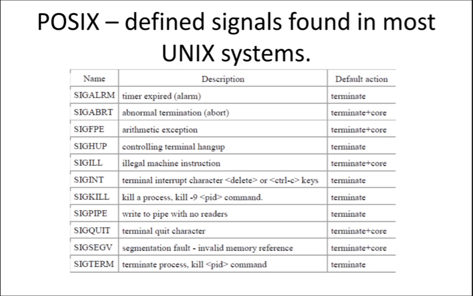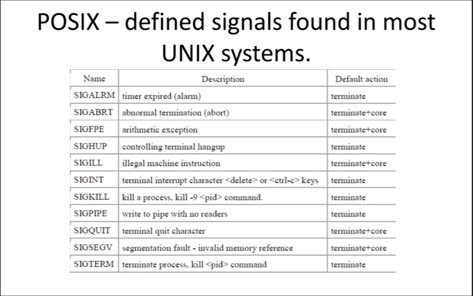Next, SIGQUIT, terminal quit character, right? If you press the quit character, the signal will be generated. Next, SIGSEGV, that is segmentation fault, invalid memory reference. When an invalid memory reference happens, the SIGSEGV signal is generated. Next, SIGTERM, terminate process. If you want to terminate or kill that process, you can use SIGTERM. You can use SIGTERM, you can use SIGKILL, right?